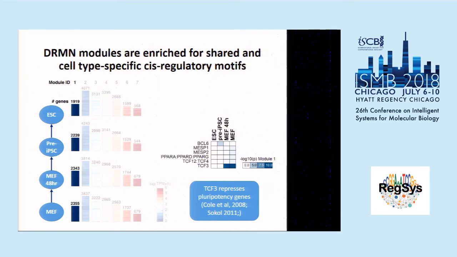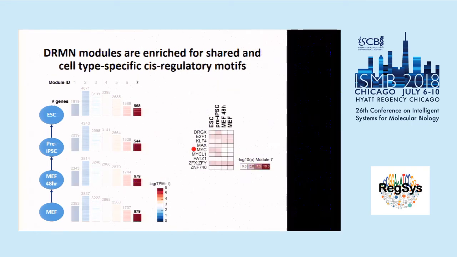We see BCL6 for the pre-IPS cells, and very strikingly we see TCF3 in the MEF and the MEF after 48 hours of induction. This seems to be consistent with the literature that we know about TCF3, which is an important regulator of pluripotency, one mechanism being by repressing pluripotency genes.